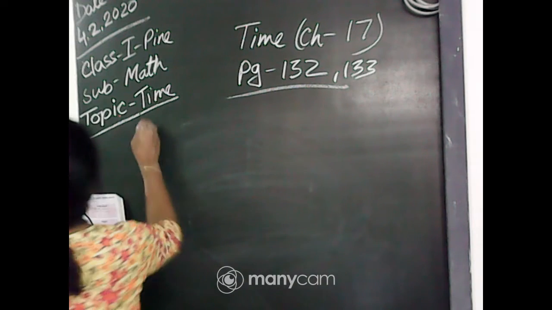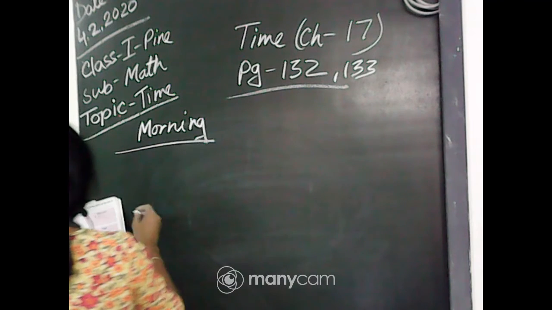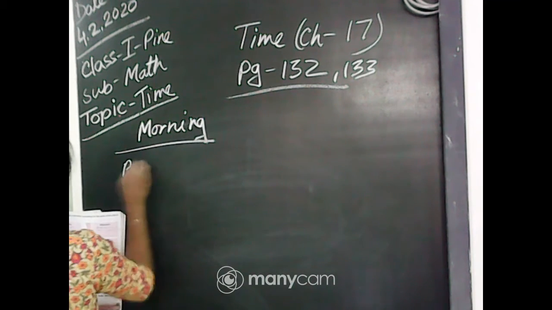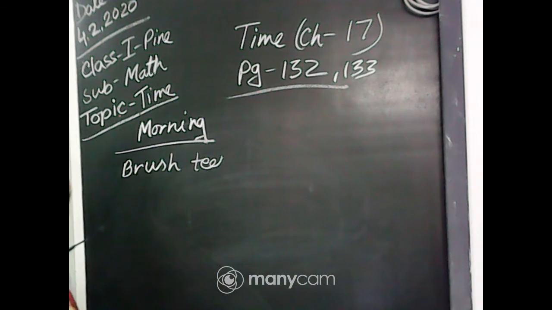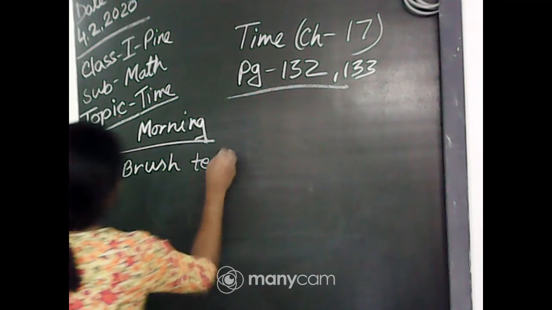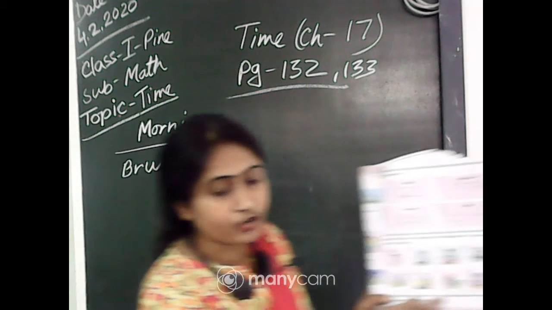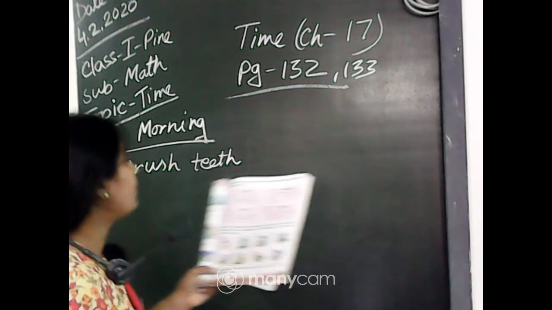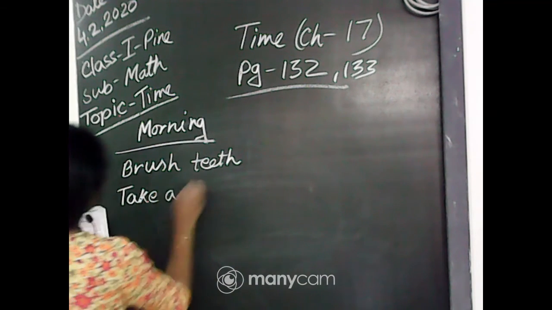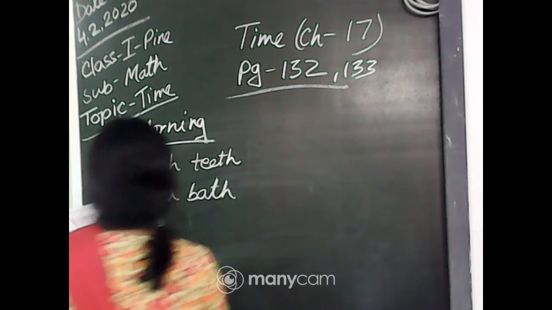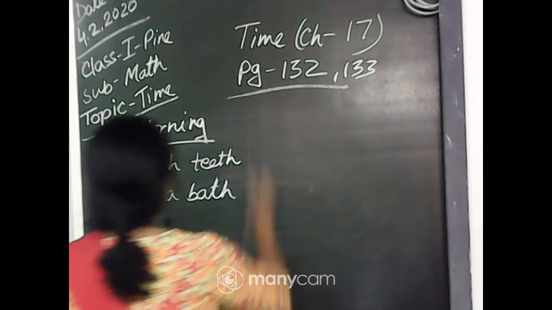Write down morning activity. Write down any 2. Brush teeth. In the morning we brush our teeth. So write down on page 133 of your math composite book the morning activities. Take a bath. This is also a morning activity. Have breakfast also, you can write, no problem at all.